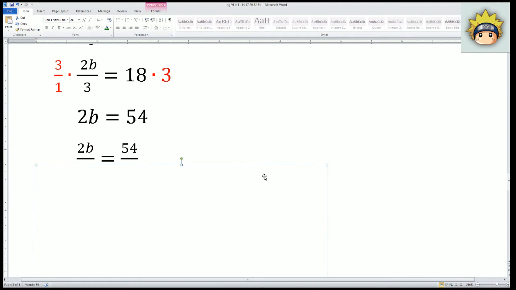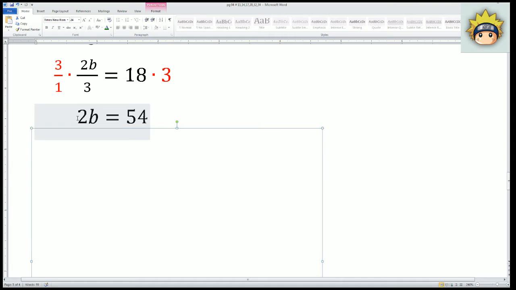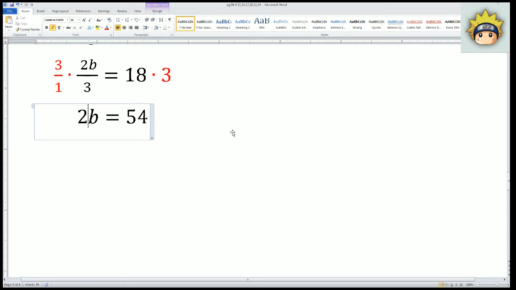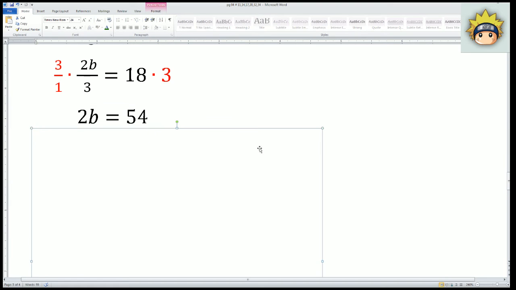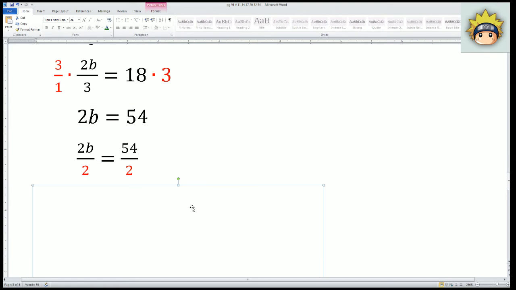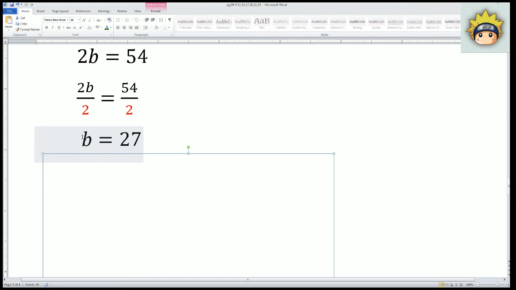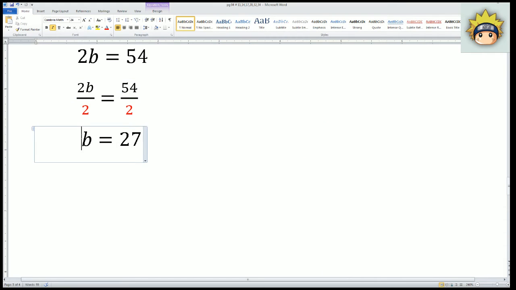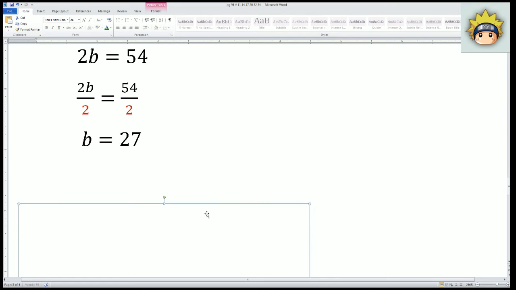Now 2 times b equals 54, and they're still attached by multiplication. The inverse of multiply by 2 is divide by 2. That's what I did here: divide by 2 on both sides. On the left hand side there's really a 1, because 2 over 2 becomes 1. 54 divided by 2 is 27. We never write that 1 in front, so it just becomes b equals 27.